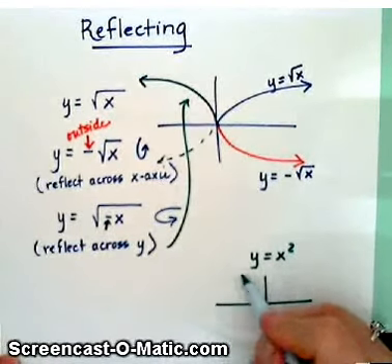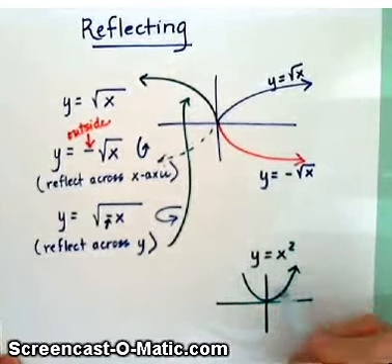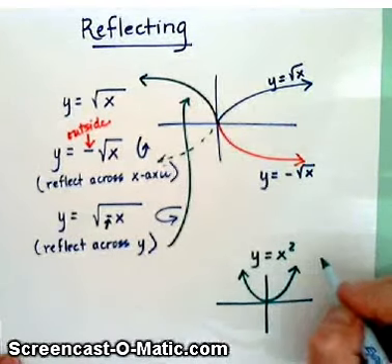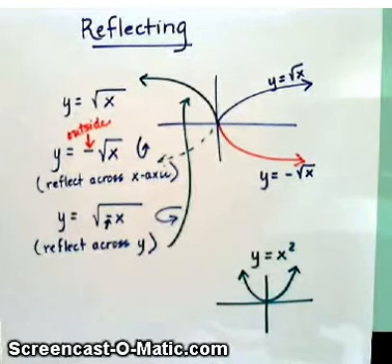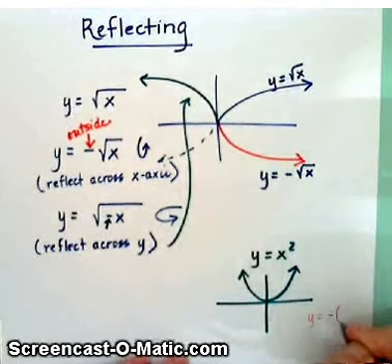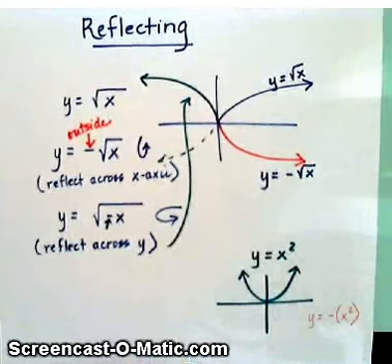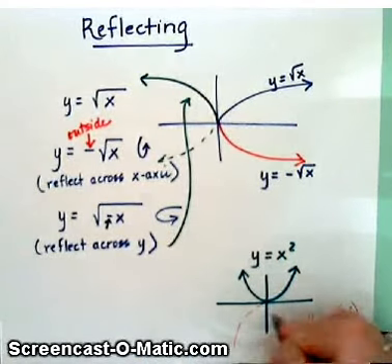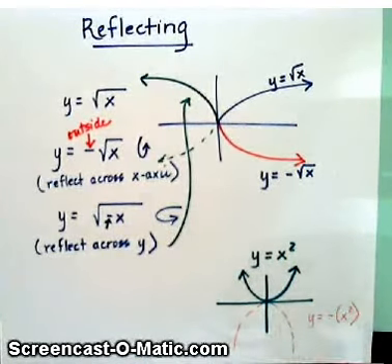Here is normal, okay? Now, if I stick a negative on the outside of that, let me use my red here, y equals negative x squared, like that. You know exactly what happens to that. It goes down, like a parabola opening down.